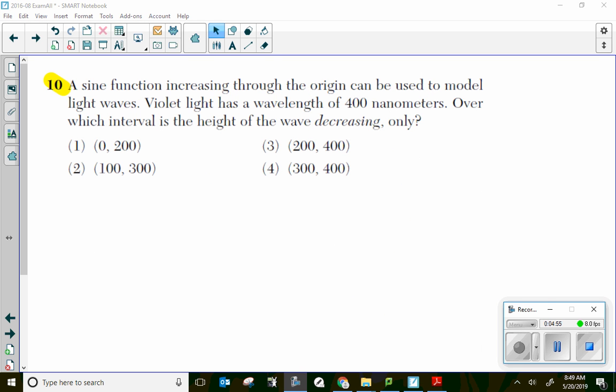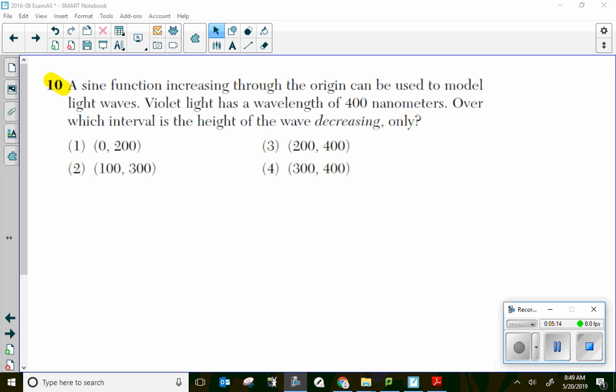Lovely, lovely trig question for number 10. It says a sine function increasing through the origin can be used to model light waves. Violet light has a wavelength of 400 nanometers. Over which interval is the height of the wave decreasing only?